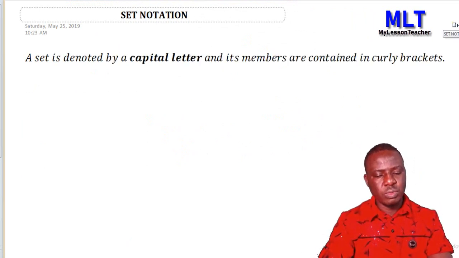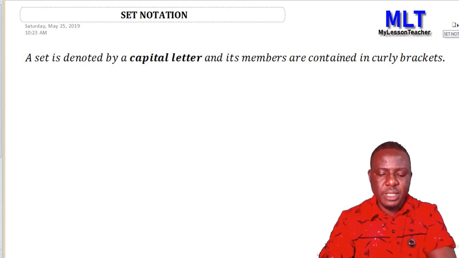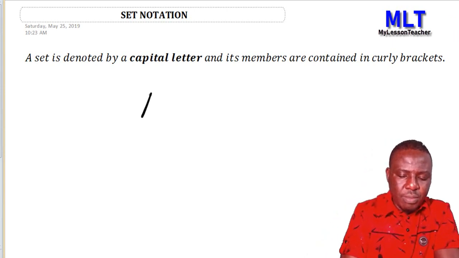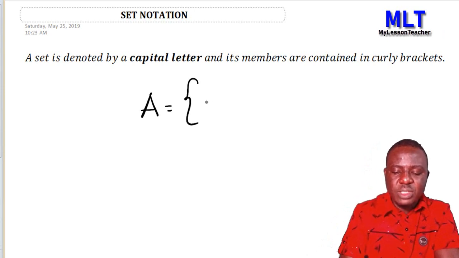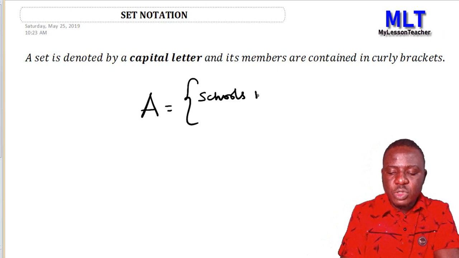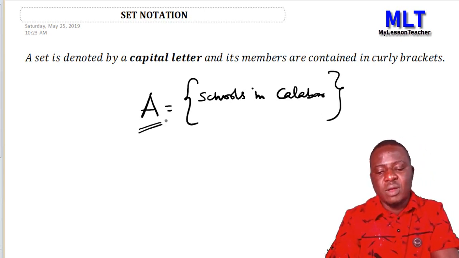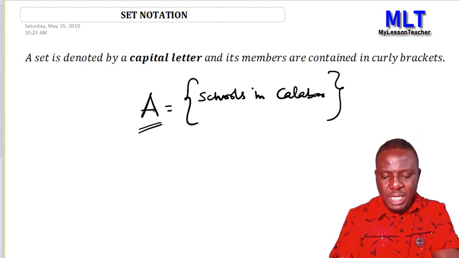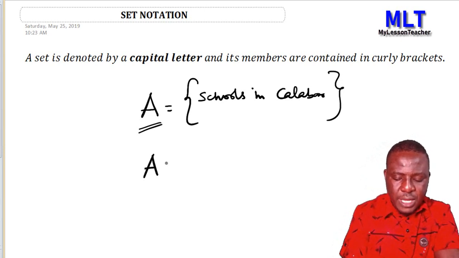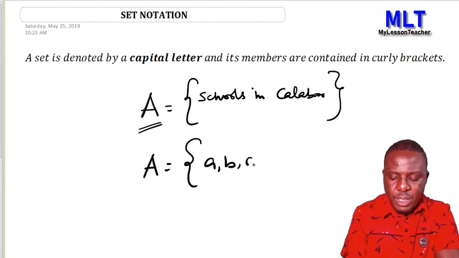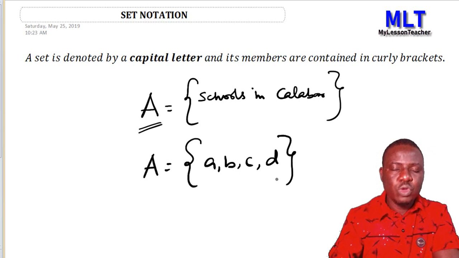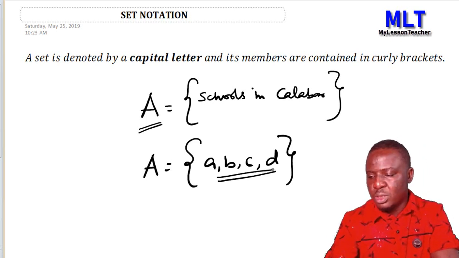Let's look at set notation. A set is denoted by a capital letter, and its members are contained in curly brackets. For example, let's take set A. Set A may be defined as secondary schools in Calabar. So the capital A is said to be the set of schools in Calabar. We denote it using a capital letter, while the elements or members of a set are denoted using small letters in curly brackets. For example, a set A with elements a, b, c, and d. So we use capital letters in denoting sets, while the elements are denoted using small letters.